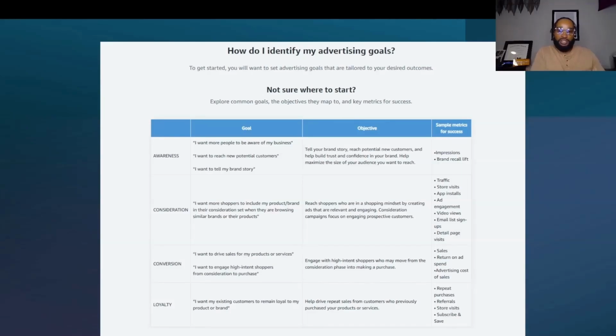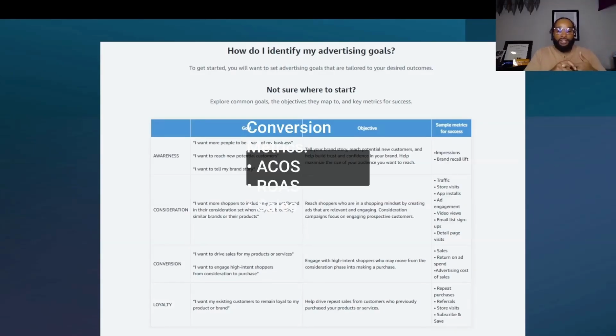And just to backtrack one step, if your sole intent is to drive purchase and you're just looking to get those immediate short-term sales, you will want to measure some familiar metrics that a lot of people are aware of already, which is ACoS, ROAS, and the number of sales that you're getting as a seller. ACoS is your advertising cost of sales, and ROAS is your return on your ad spend.